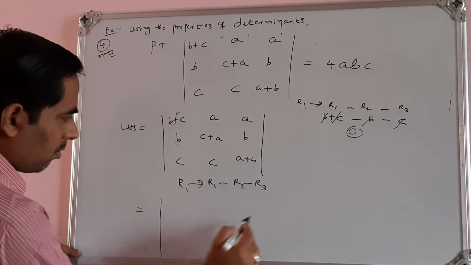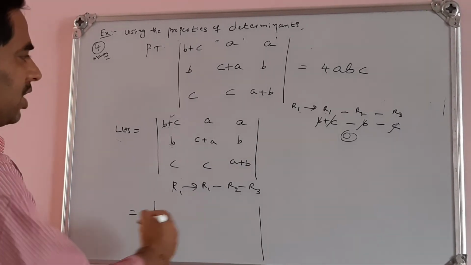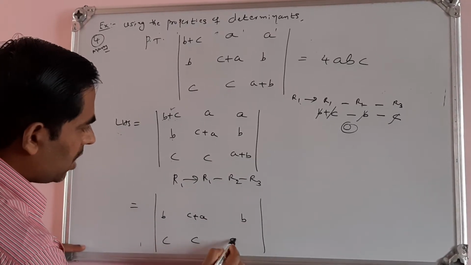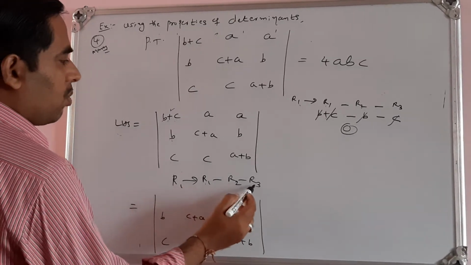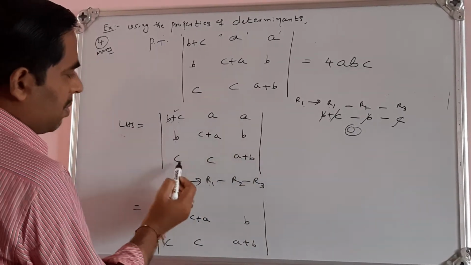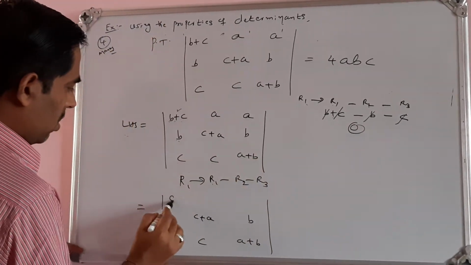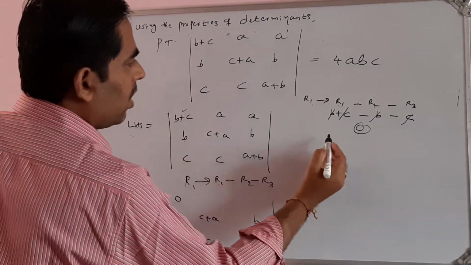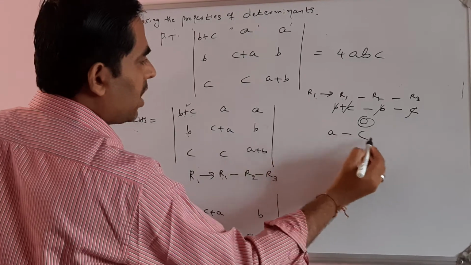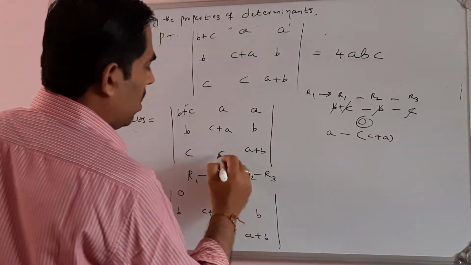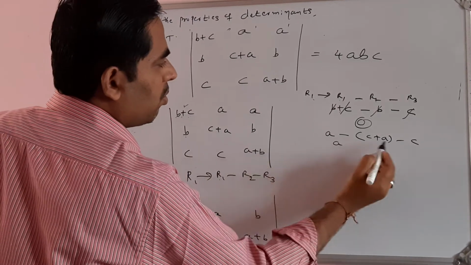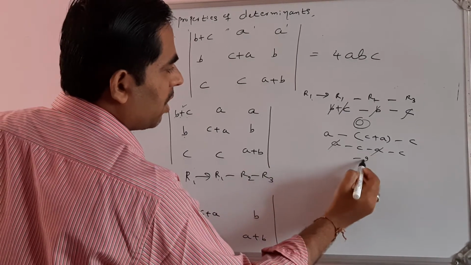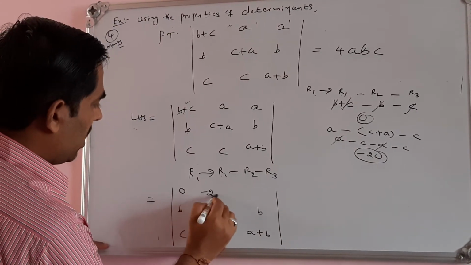So what will be the determinant here? I will change the first row. So the second row is C plus A, B, then the third row is C, A plus B, which remains the same. So R1 minus R2 minus R3 means what? B plus C minus B minus C, I got 0. So this is 0. Similarly, see R1 minus R2 minus R3. So that is A minus of C plus A minus C. Then you remove the bracket: A minus C minus A minus C. So minus A plus A cancels, I get minus C minus C, that will be what? Minus 2C. So I can write this as minus 2C here.